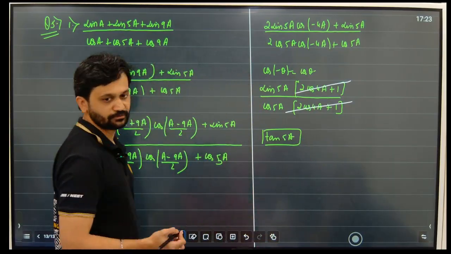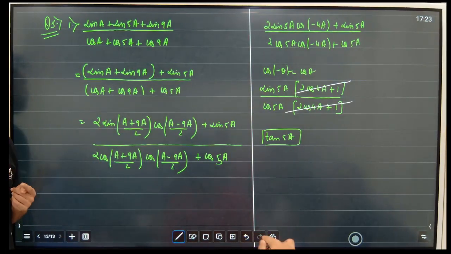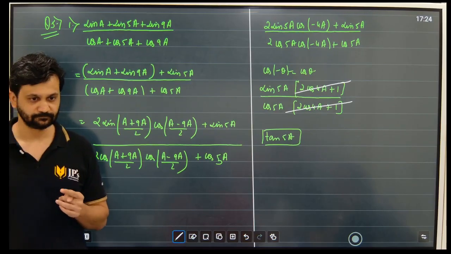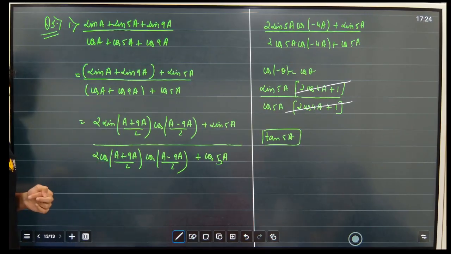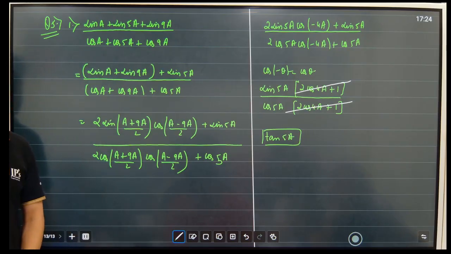How many of you have not understood this? Please ask it out. So what have you done in that cos minus theta equals cos? It's a formula. Cos minus theta equals cos theta. How? It's time to start writing the formulas. First lecture of trigonometry, this is what I taught. Cos of minus theta is cos theta. I explained it. This is the third time you're asking the same question.